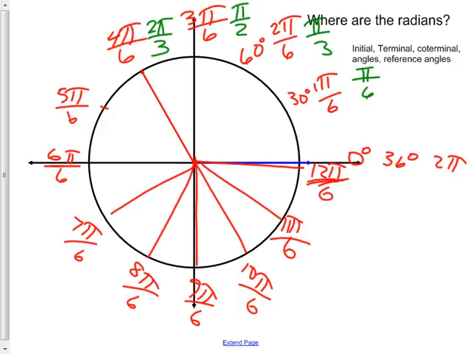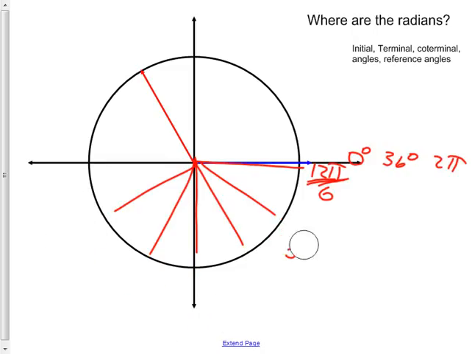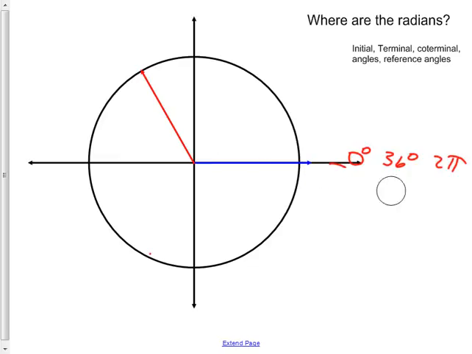So again, you just count by 1 pi over 6, 2 pi over 6, 3 pi over 6, 4 pi over 6, 5 pi over 6, 6 pi over 6. And it can't be that easy. Well, it's not. Because that's not all of them. That covers the 30s, the 60s, and the 90s. Which ones didn't we talk about? The 45s. So you have to memorize those too.